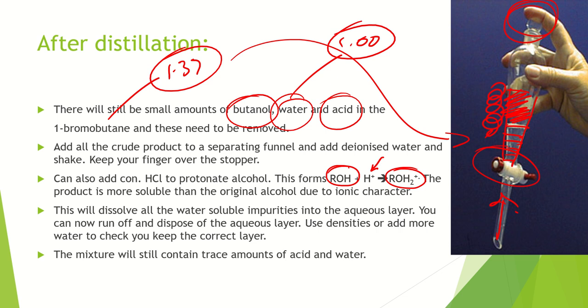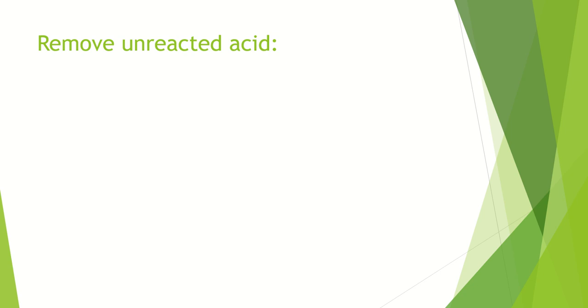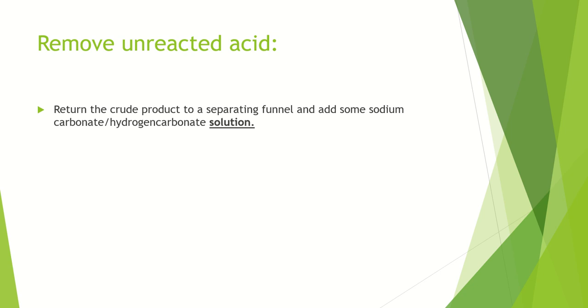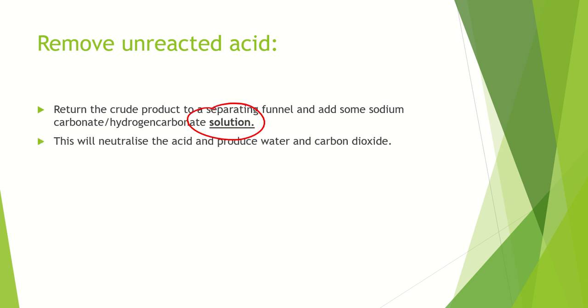Now that bottom layer with the 1-bromobutane still has tiny amounts of acid and water in it. So we've got to get rid of those. First step, we're going to get rid of the acid. And to do that, we're going to put it back into a separating funnel again, and we're going to add some sodium carbonate or sodium hydrogen carbonate. Note, you have to tell the examiner that it's the solution, not the solid. And that will neutralize any acid that's in there.